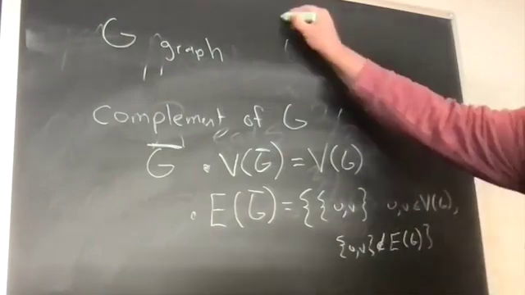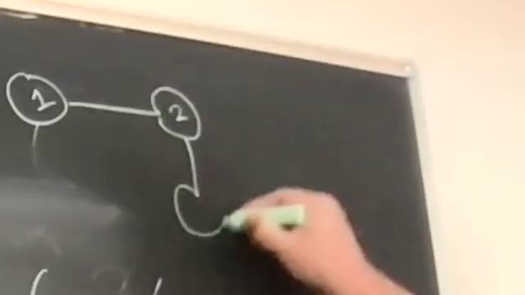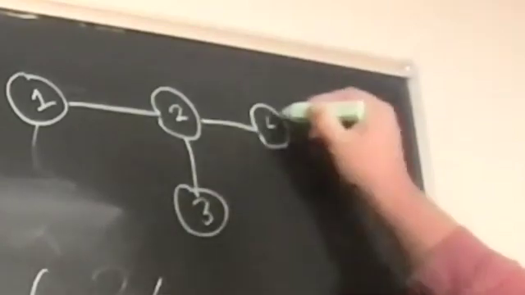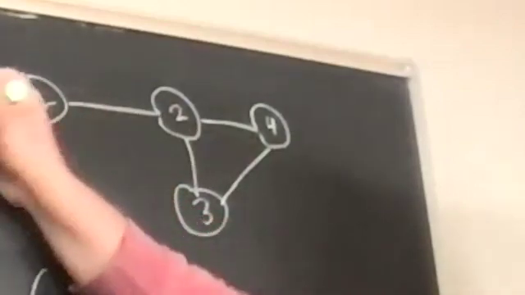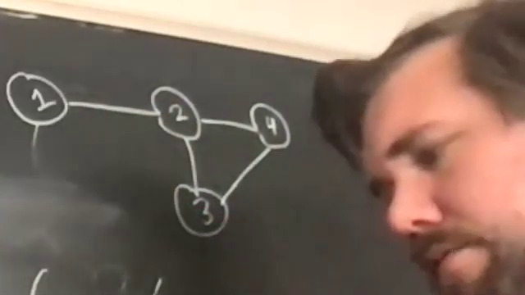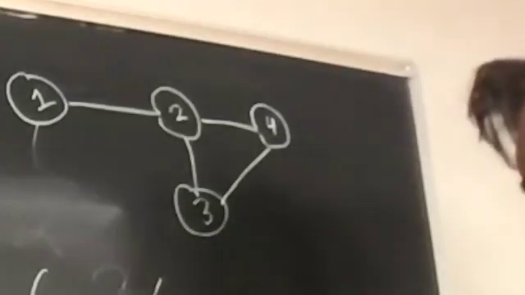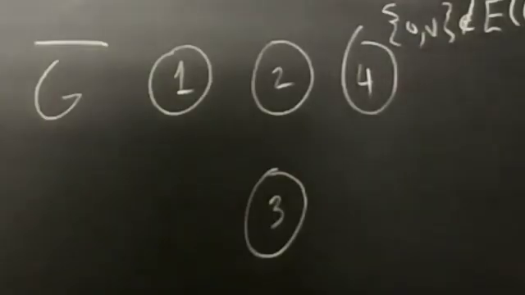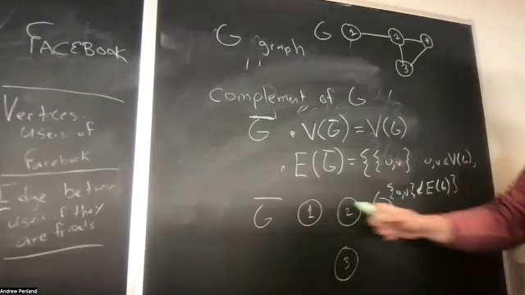So for instance, if this were our original graph and we had 1 adjacent to 2, 2 adjacent to 3, 2 adjacent to 4, and 3 adjacent to 4, and this was our original G, what would a diagram for G complement look like? I'm still going to have the same vertex set. What will the edges of G complement be? Will 1, 2 be an edge of G complement? No, so 1, 2 is not.